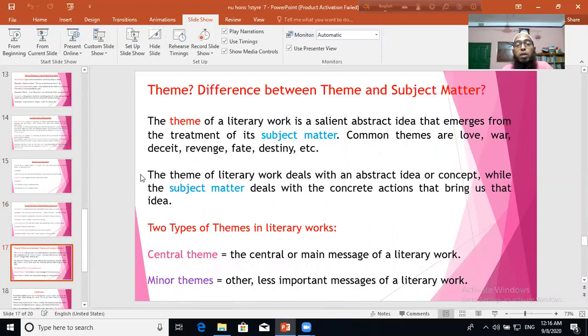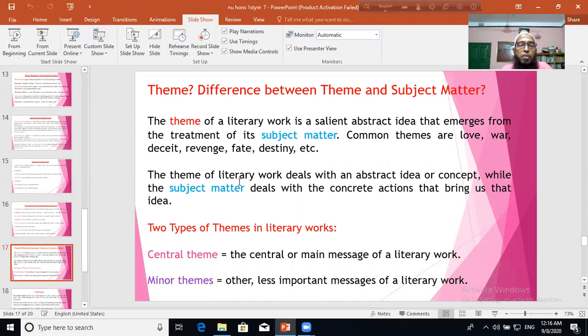Now theme. What is theme? In the last class, we learned about summary and précis writing. But another thing is theme writing. That is also important. You have to write sometimes the theme of the poem and text. The theme of a literary work is a salient abstract idea that emerges from the treatment of its subject matter. Common themes are love, war, deceit, revenge, fate, destiny, etc.